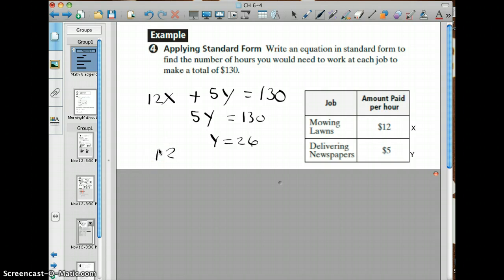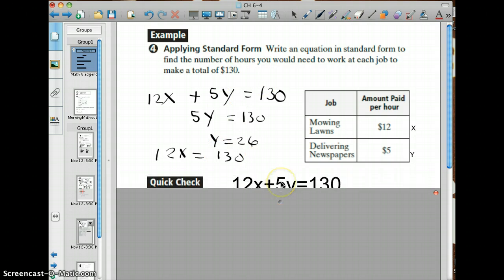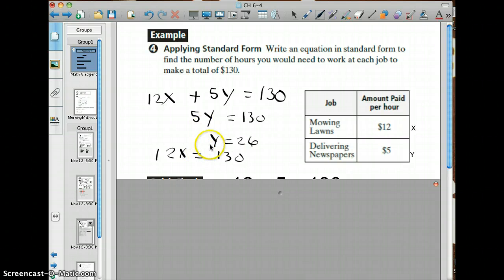Now, if I look for my x-intercept, I have the equation 12x equals 130, because remember the 5y becomes 0 because I multiply that by 0, and then I take 130 and divide by 12, and I'm not going to get a pretty answer here. I'm going to get about 10.8, I think, 10 and 5/6. Okay, so 10.8 hours. And what does that mean? That x-intercept means that if I did nothing but mow lawns, I would have to work 10.8 hours in order to make that $130. Okay?